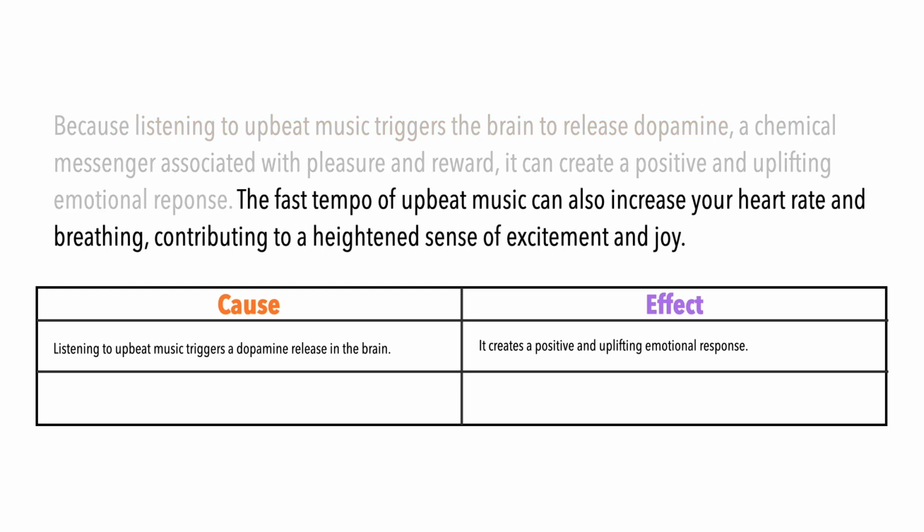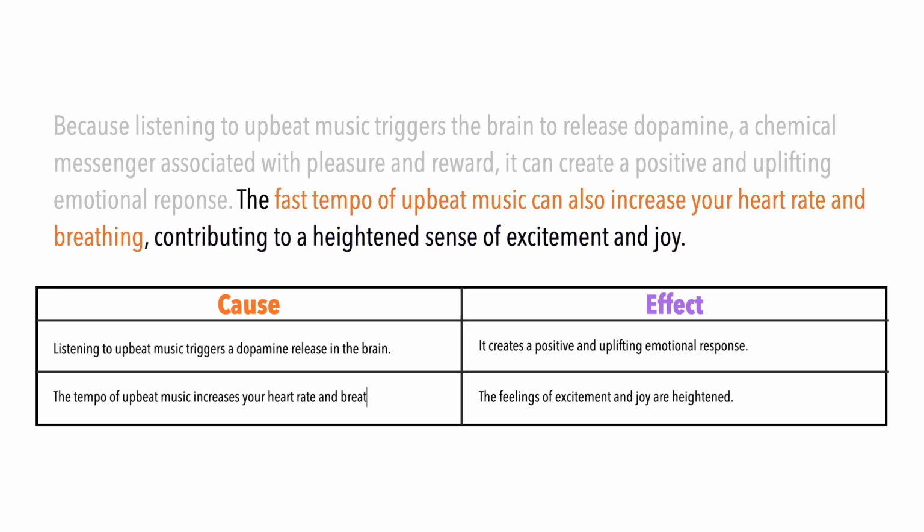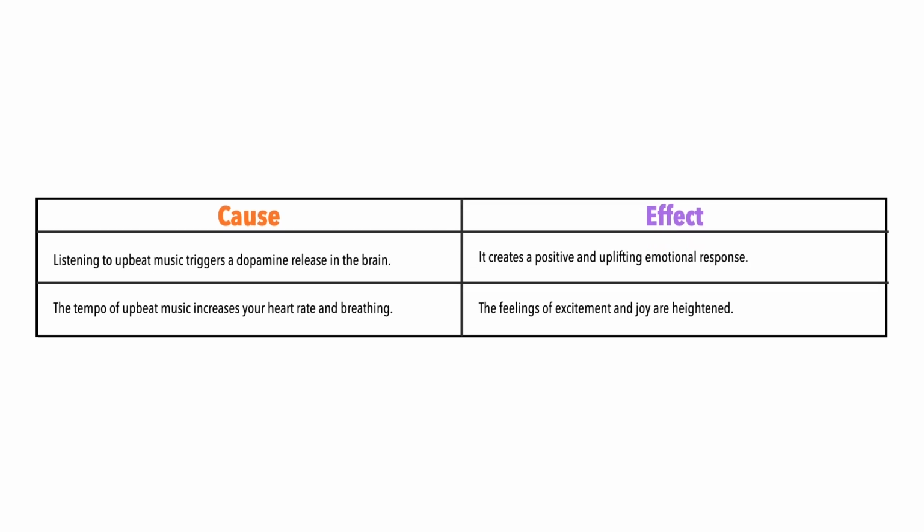The fast tempo of upbeat music can also increase your heart rate and breathing, contributing to a heightened sense of excitement and joy. Here we go. This phrase, contributing to, alerts us to another cause and effect relationship. So, again, let's ask our 2 questions. What happens? The feelings of excitement and joy are heightened. That's our effect. And why does that happen? The tempo of upbeat music increases your heart rate and breathing. That's the cause. Wow, nicely done.